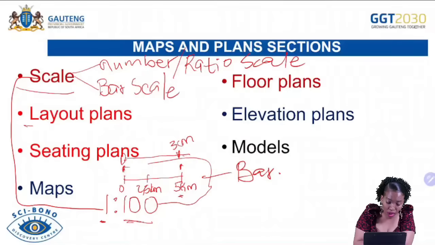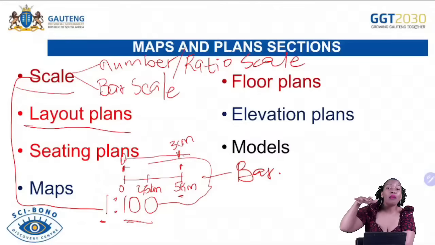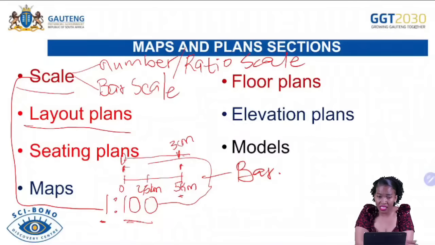And then you must also go and look at your layout plans. Remember, a layout plan can be a layout plan at a cinema, whereby you are given a plan showing the seat numbers of the cinema, the screen, where the screen will be positioned, the door, the entrance and the exit. So you must be able to study that layout plan.